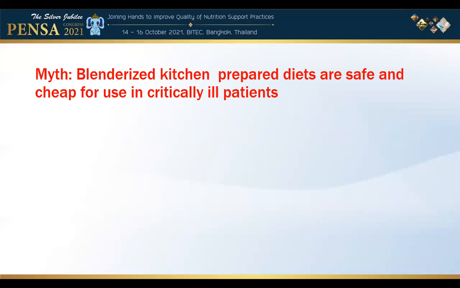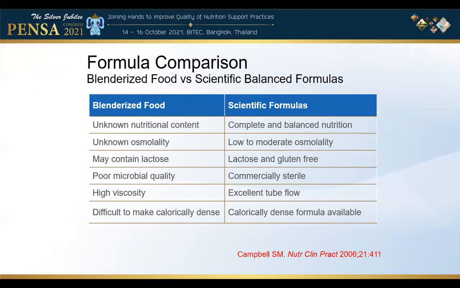Another myth that exists in many Asian countries is that blenderized kitchen-prepared diets are safe and cheap. Nothing is further from the truth. If you use blenderized kitchen-prepared diets, especially in the intensive care unit, in the year 2020, 2021, it is wrong because the nutritional content is unknown. The dietitian may think that the blenderized kitchen-prepared diet has the appropriate calories and protein, but nothing is further from the truth. There's a huge variation.